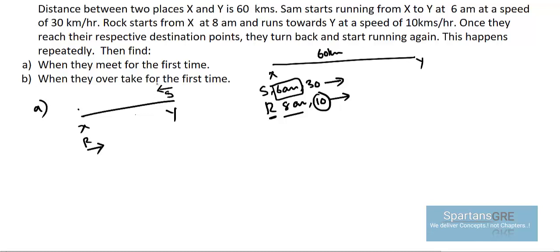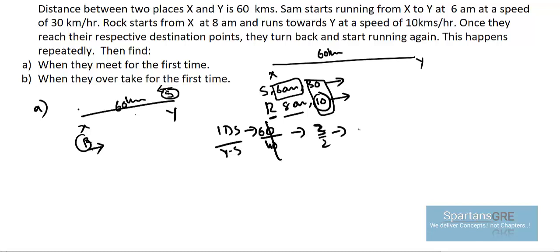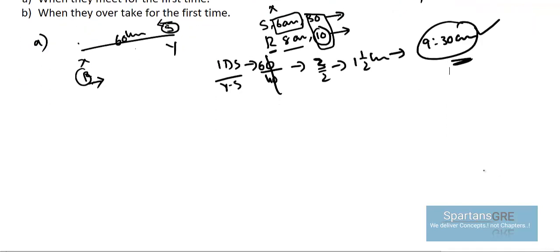Now, what is the total distance between R and S when they are facing opposite to each other? The distance will be 60 kilometers, right? So IDS is 60 and the relative speed is how much? 30 plus 10, it will be 40. So this will be 3 by 2 hours, which is 1.5 hours, from 8 a.m. So it will be 9:30 a.m. So you got your meeting time. Now let's solve our overtaking time. For overtaking, you need to draw a diagram. Second question.